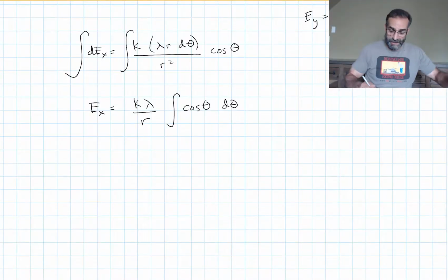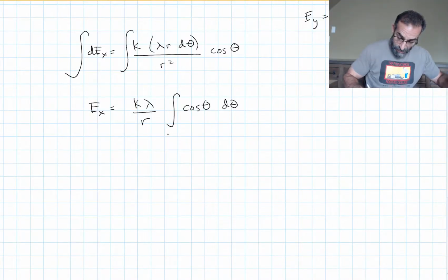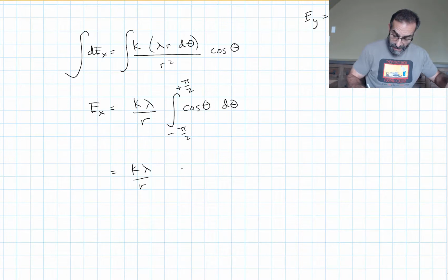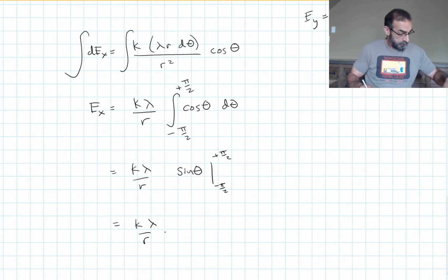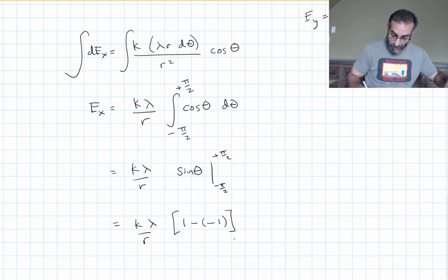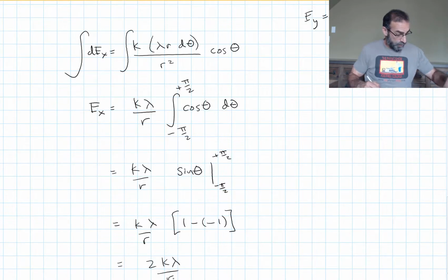Our limits of integration, minus pi over 2 to plus pi over 2. Integral of cosine is sine. And this just becomes 1 minus a negative 1, or 2. 2 times k lambda over r.